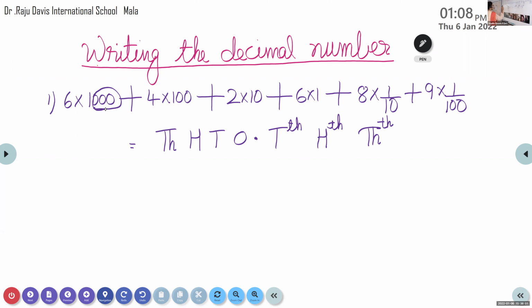6 into 1000. With 6, the number given is 1000, so that 6 is to be written below the thousands place. 4 into 100, so it is in the hundreds place. 2 into 10, so it is in the tens, and 6 is in the ones. Point 8 into 1 by 10. So it's not tough, right? Nothing is there in the thousands. Either you can put 0 or just leave it. The next one.